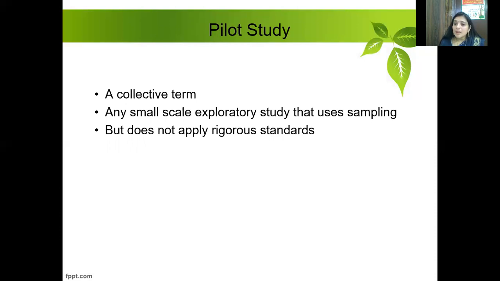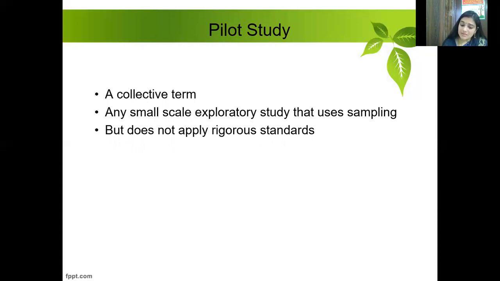When I talk about pilot study in case of exploratory study, this is actually a small scale exploratory study. We are going to do the same thing on a very small scale, so that it doesn't cost much and we can just know whether this is a feasible project or not. So pilot studies are basically for knowing the feasibility of the project.